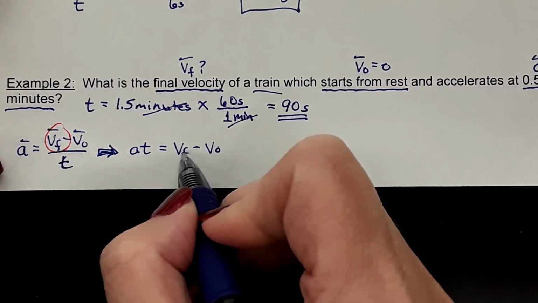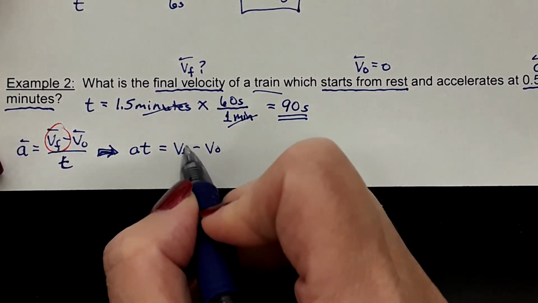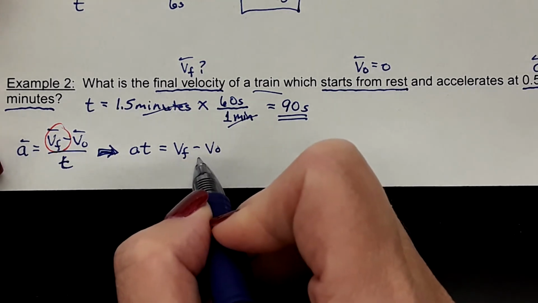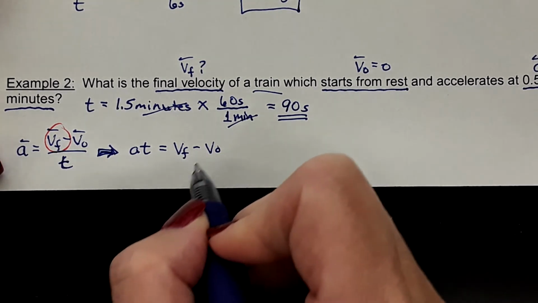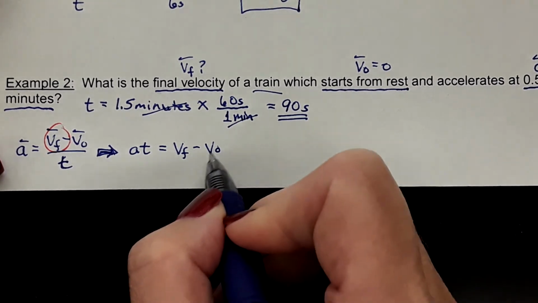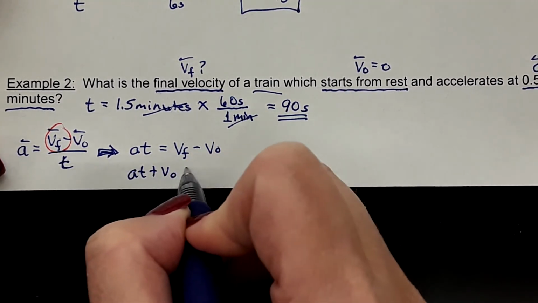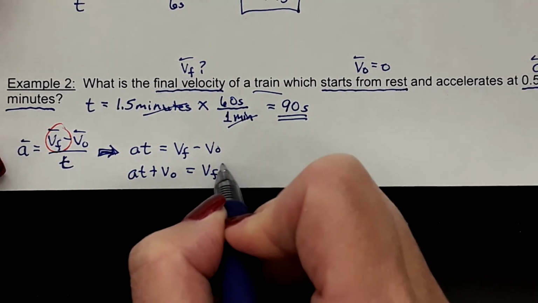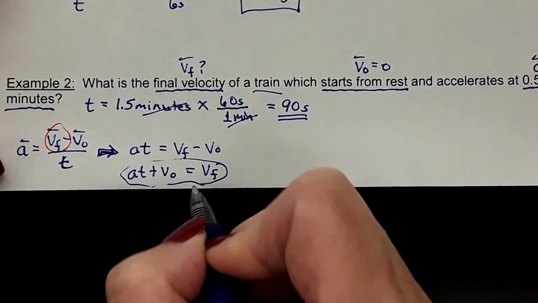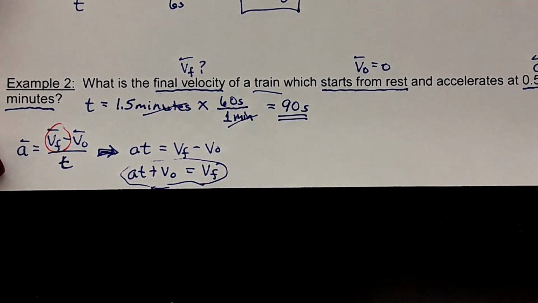Okay, next step. We're going to leave that right where it is. We want to isolate it, so we move everything else over. Doesn't matter what side it's on. Now, we're subtracting v sub o. To get it to the other side, we add it. So we get a t plus v sub o equals v sub f. There we go. That's the expression we're going to use now.